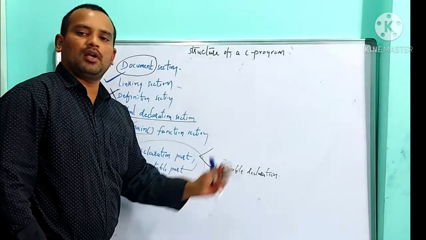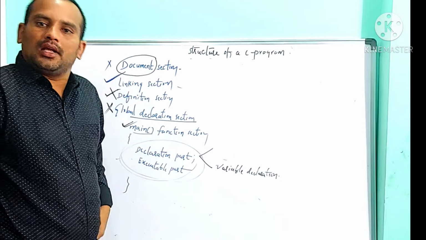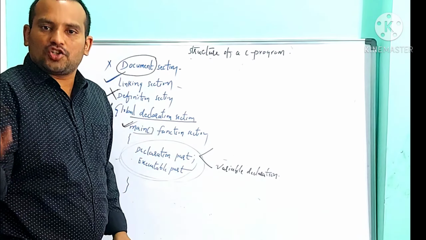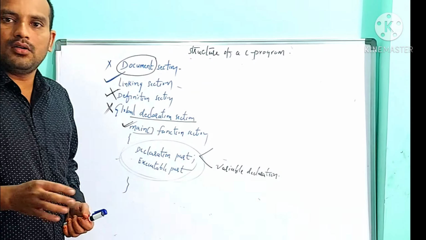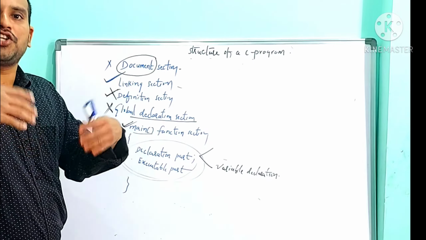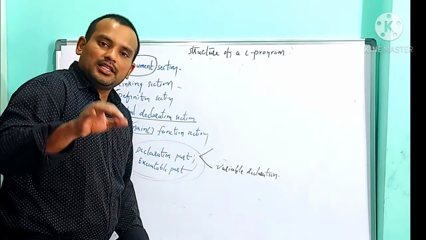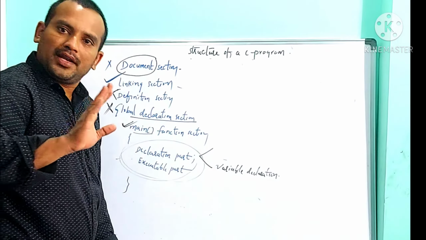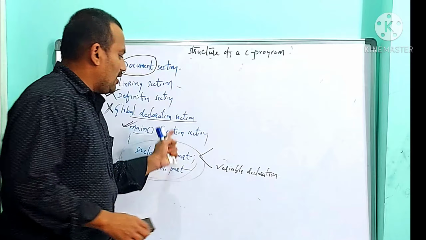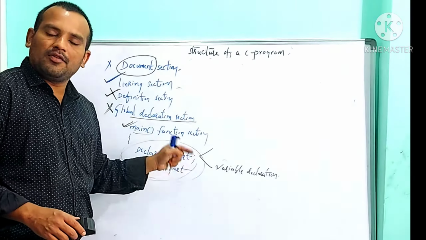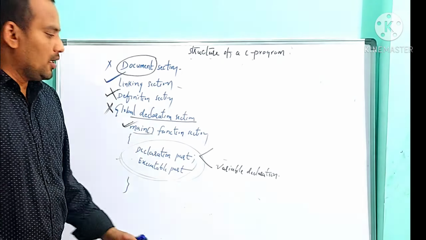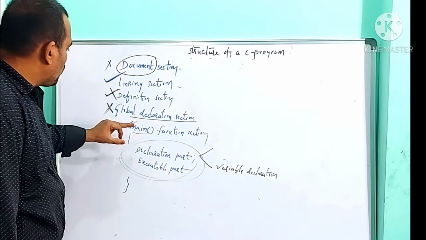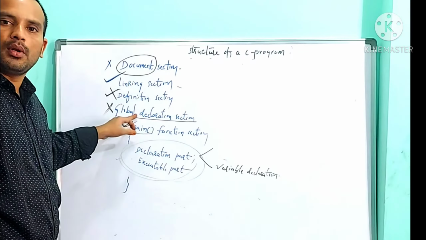Next one is variable declaration. Yes, I told you clearly, the variables topic comes in the next class. Variable means which can store only one value and whose value can be changed. So in this program, I am not going to use variable. If you declare a variable inside the main function or any function, that variable is called a local variable. Remember this point. If you declare a variable outside the main function, that is called a global variable.